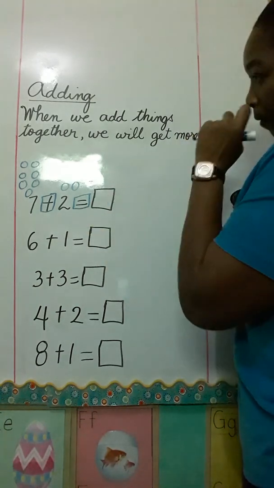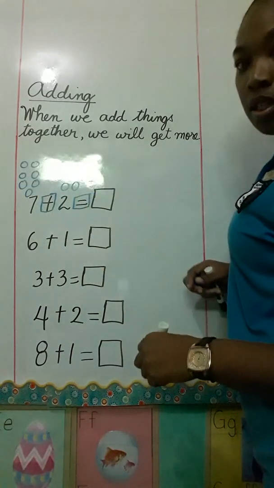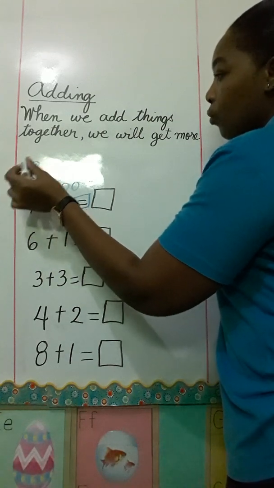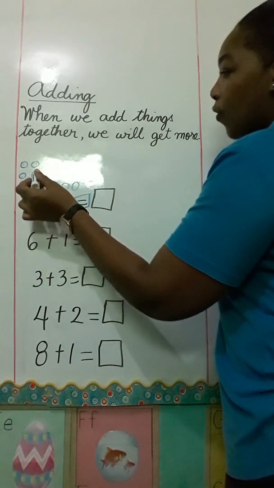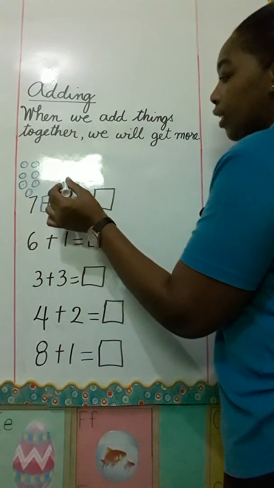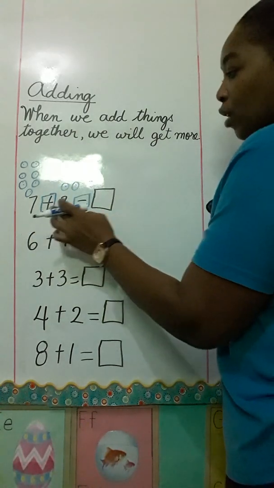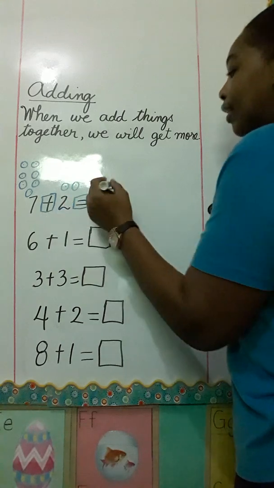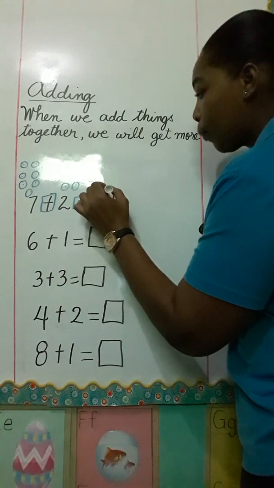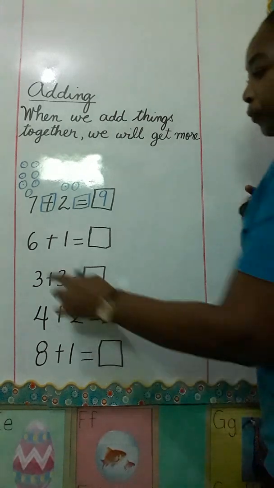How would I know? To know, you have to count everything together. You have to continue counting. So let's go now. 1, 2, 3, 4, 5, 6, 7, 8, and 9. So 7 plus 2 gives me 9. You write the number 9 in the box. Alright, let's move on to some more.